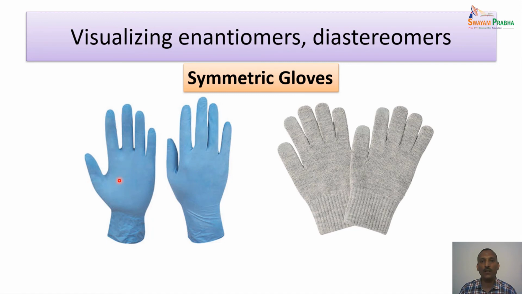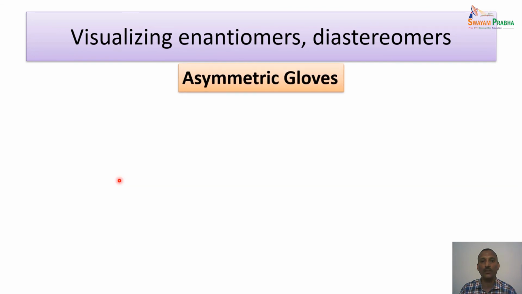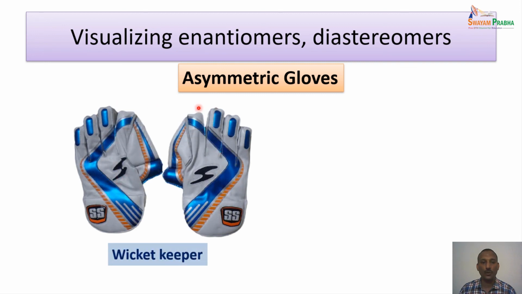Since in India we play cricket a lot, I'll take another example, the cricket gloves, where you can actually see the difference of asymmetric gloves. If you look at the wicket keeper gloves, you have a left hand glove and a right hand glove. What you can see is these two are exactly mirror images of each other. So this type of wicket keeper gloves is a good example of enantiomers. We can say this is an enantiomer because we have an object-mirror image relationship between these two things.